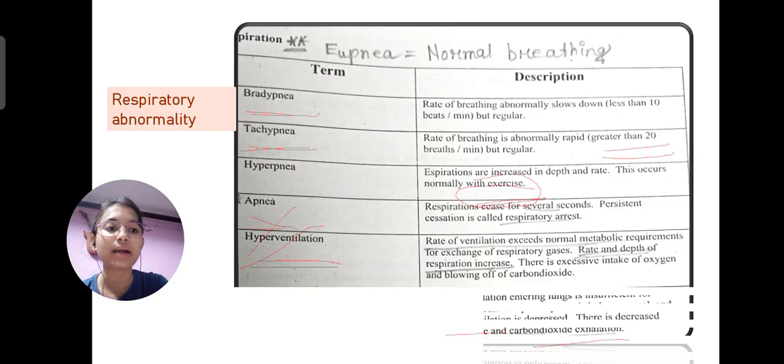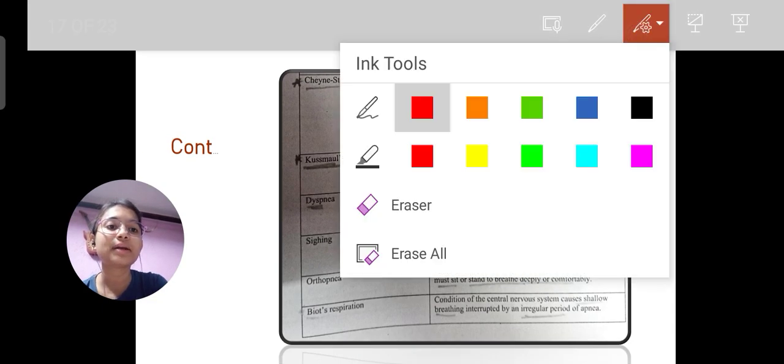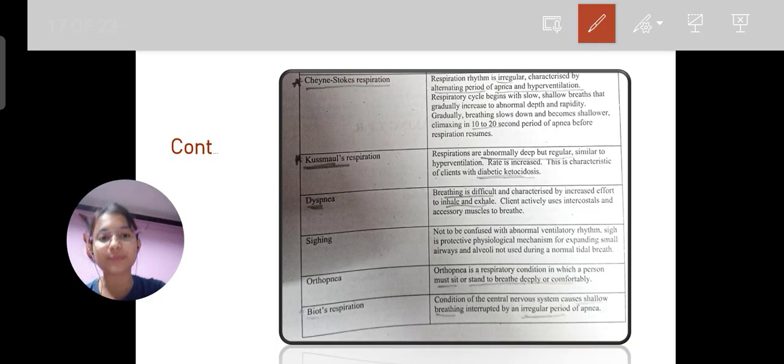The next one, that is the main important, the fourth: Cheyne-Stokes respiration. So what is Cheyne-Stokes respiration? That is also known as the waning and the waxing of the respiration, which means that it is irregular and characterized by periods of apnea and hyperventilation.